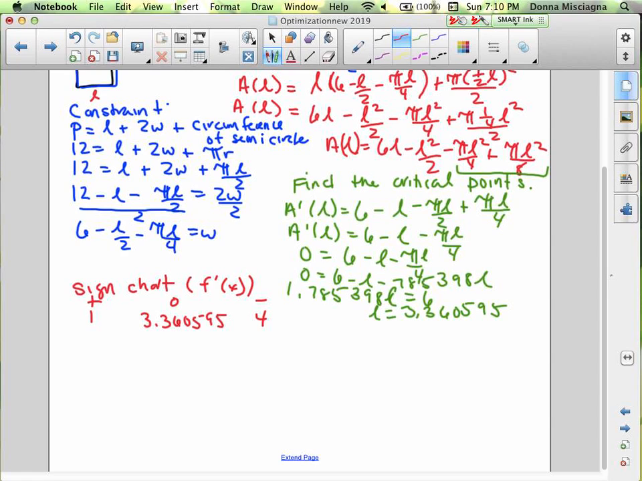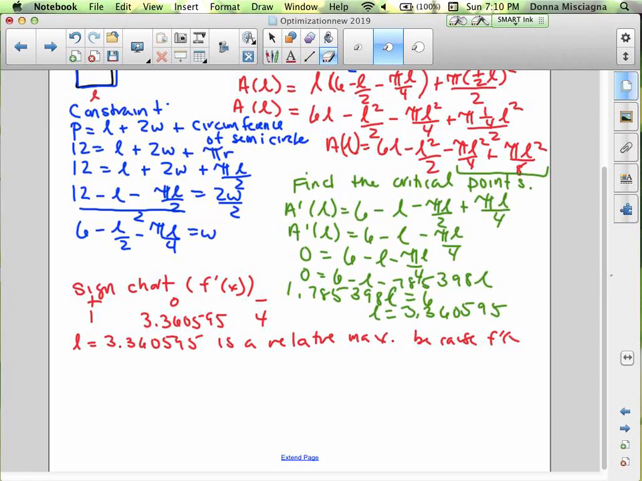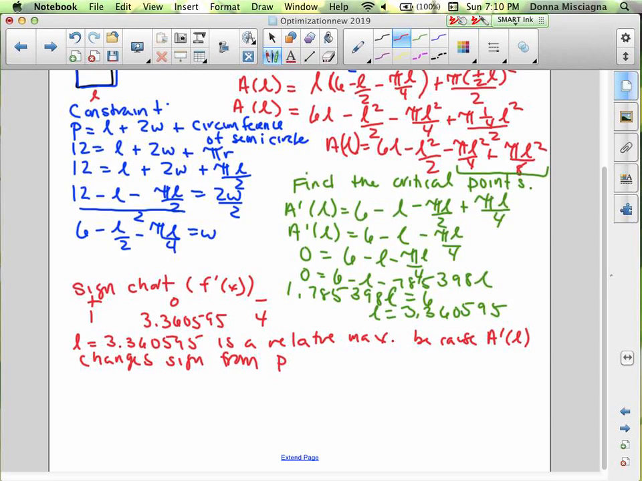All right, so L equals 3.360595 is a relative max because f prime, oops, not f prime of x, it was A prime of L. Gotta make sure you use the right variables. A prime of L changes sign from positive to negative at this value. It's kind of a long value.